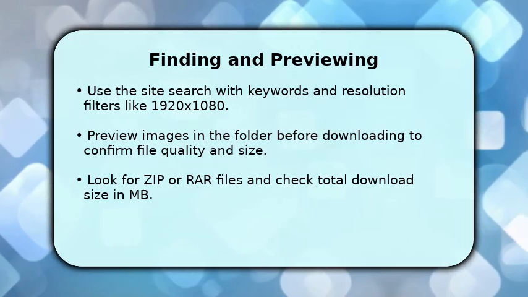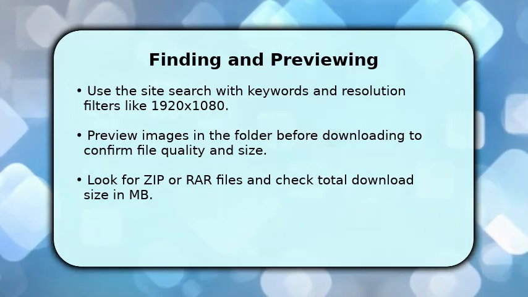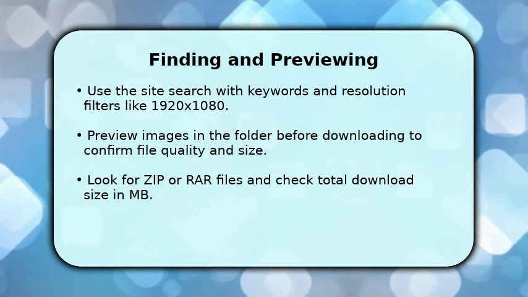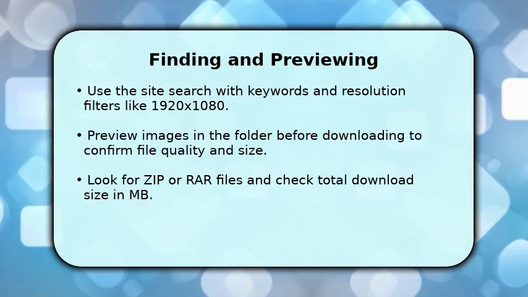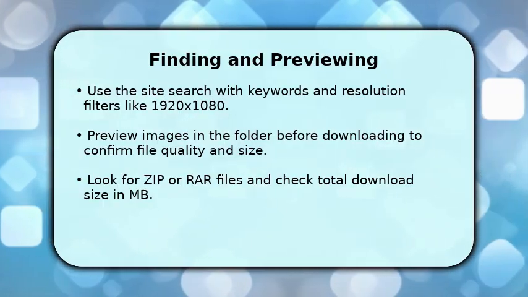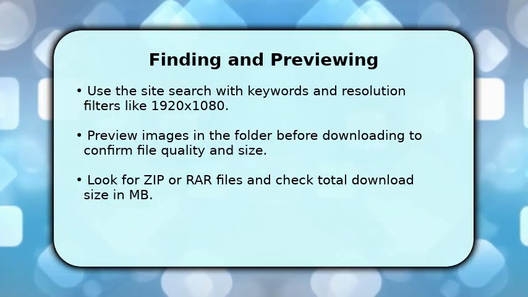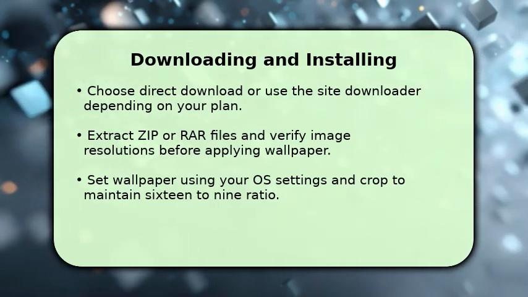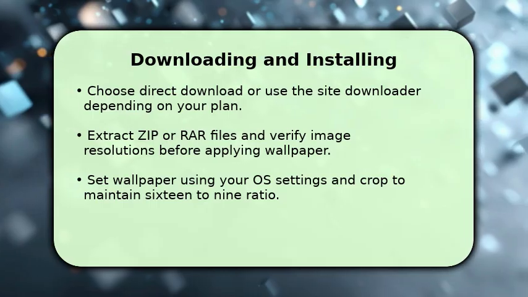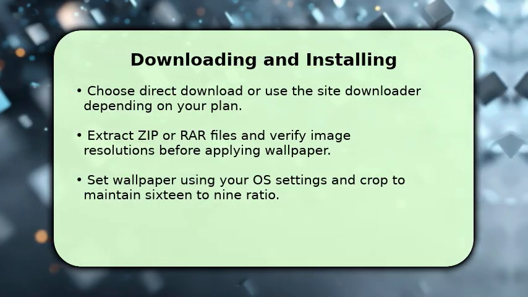If a preview is low quality, skip that uploader and check other folders for higher resolution images. Always read uploader comments for context and usage tips. Choose between direct download links or the site downloader depending on your account plan and limits. For compressed archives, download the zip or RAR file and extract using a compatible tool on your device.